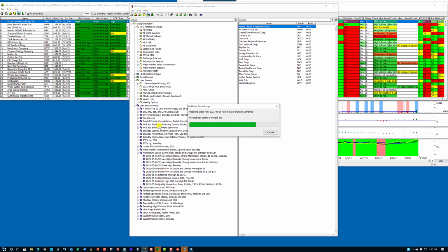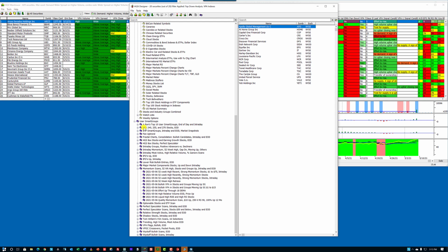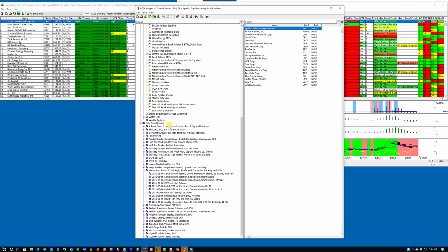And while I'm doing that, I want to point out that there is a new folder here, HES box stocks and perfect speculator. These are stocks that have moved up to a new high, a new 52-week high, or a new 3.25-year high. And they're very strong stocks. These are stocks that will have broken out, and they may have pulled back, but they're near their 52-week high.